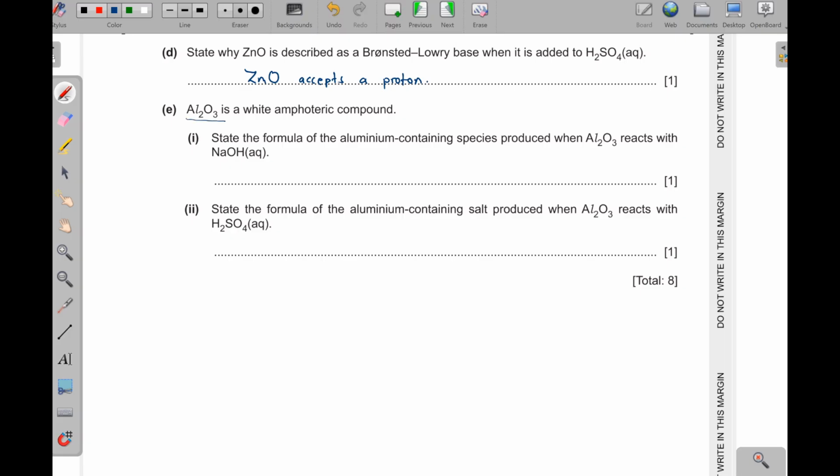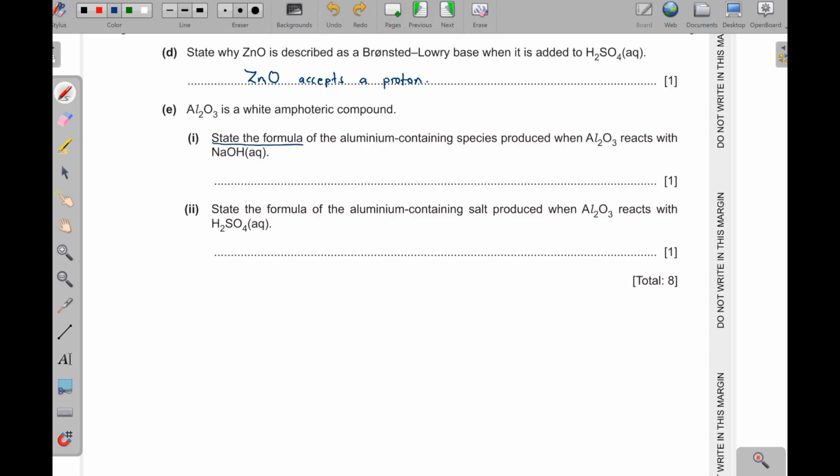Part E, aluminium oxide is a white amphoteric compound. Roman 1, state the formula of the aluminium containing species produced when aluminium oxide reacts with sodium hydroxide. That is what we call sodium aluminate. When aluminium oxide reacts with sodium hydroxide, we get what we call sodium aluminate.